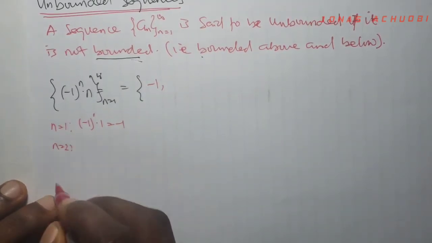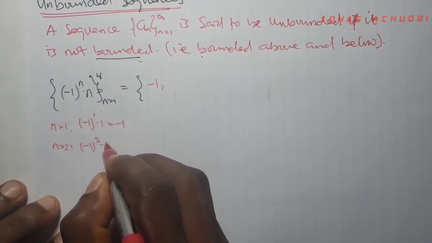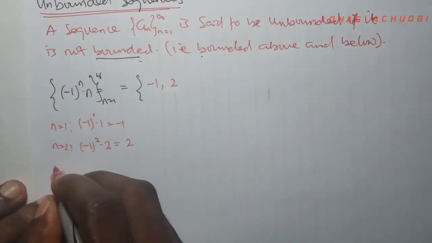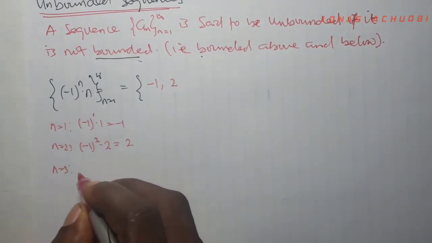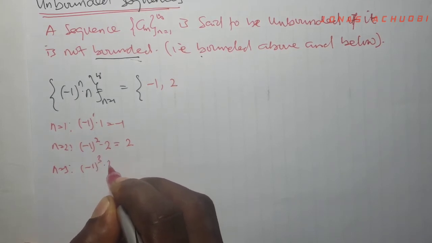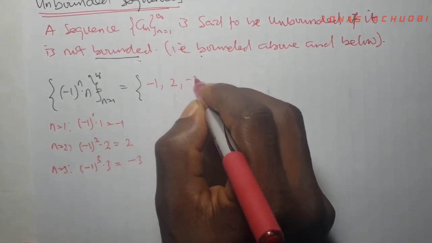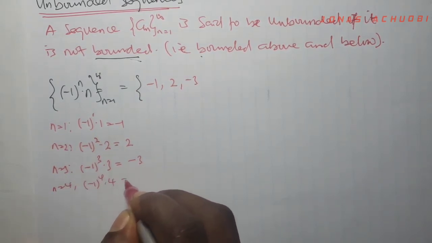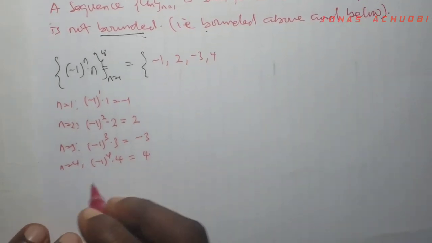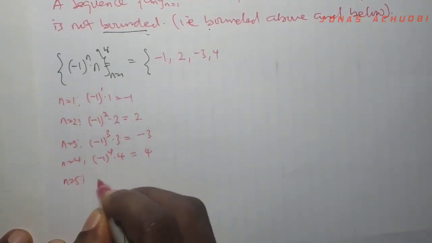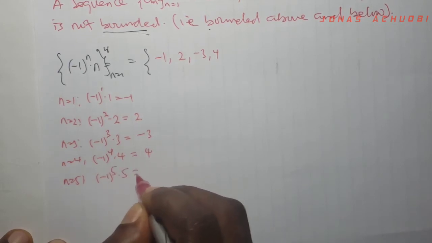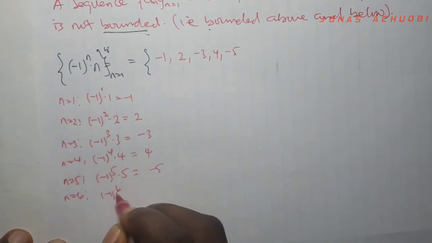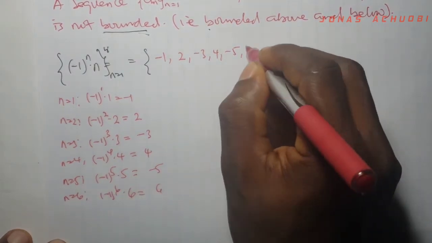When n is equal to 2, we have (-1)^2 times 2. That is 2. When n is 3, we have (-1)^3 times 3. That is -3. When n is equal to 4, we have (-1)^4 times 4, which is 4. Let us take two more terms. When n is 5, we get (-1)^5 times 5, that is -5. And when n is 6, we have (-1)^6 times 6, that is 6.